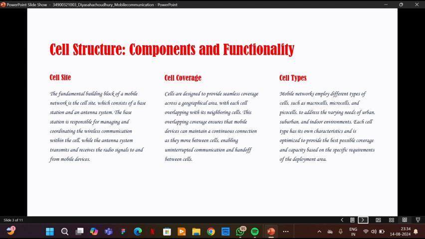Next up, we have cell types. Mobile networks employ different types of cells, such as macro cells, micro cells, and picocells, to address the varying needs of urban, suburban, and indoor environments. Each cell type has its own characteristics and is optimized to provide the best possible coverage and capacity based on the specific requirements of the deployment area.